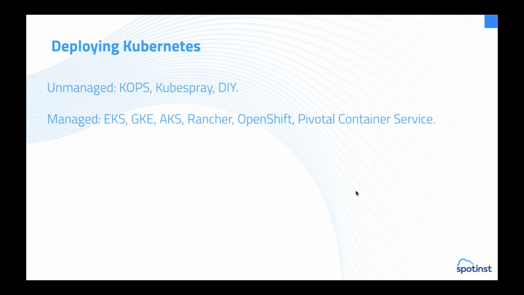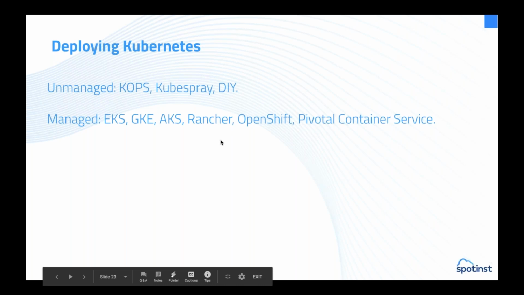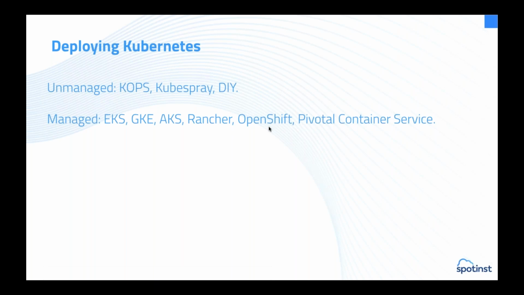And the different way to do that is the managed way. So with the managed way, you have different services of cloud providers like EKS, GKE, AKS, which are the three major cloud provider services. And you have tools like Rancher, OpenShift and Pivotal Container Services, and there are many more managed services that actually take care of deploying your Kubernetes cluster, and usually give you tools to upgrade those and monitor those and so on.